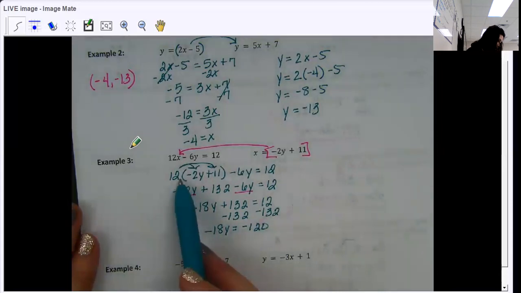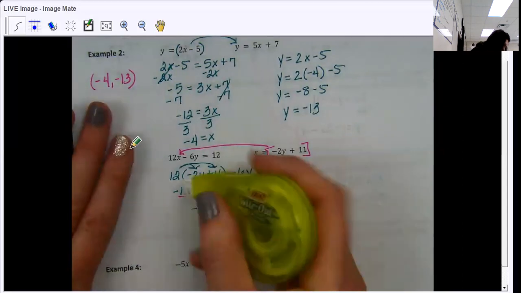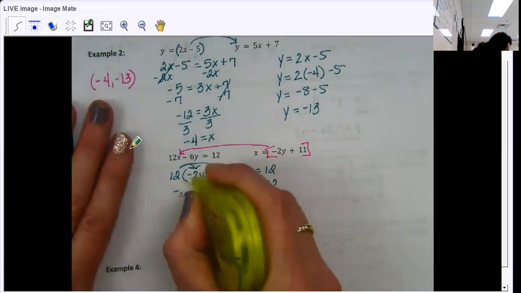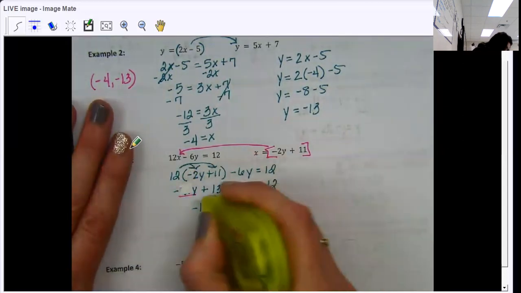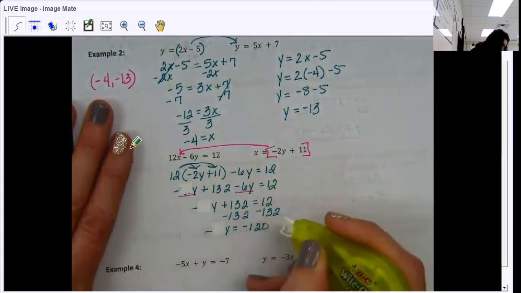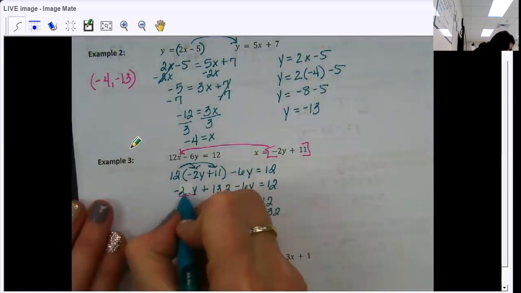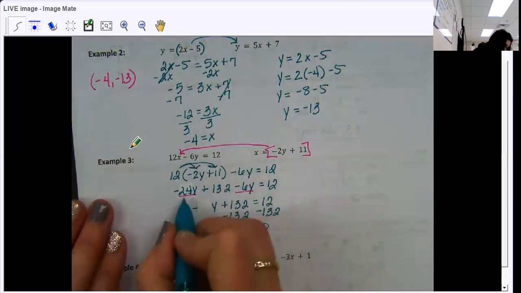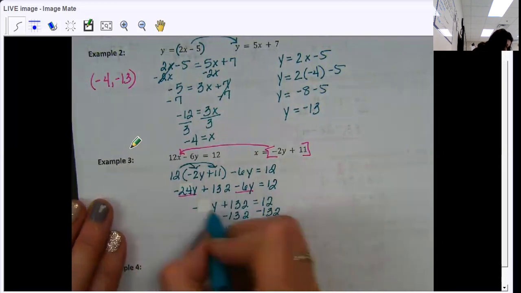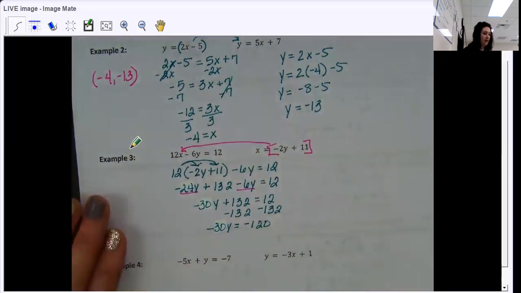Oh, you know what? I'm sorry. I messed up right here. This should be a negative 24. Fix that. This should be a negative 24, meaning that negative 24Y minus 6Y is a negative 30Y. Sorry about that.